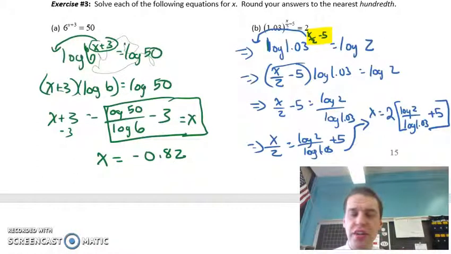And so the answer you should have gotten here is 2 times the entire product of log 2 divided by log of 1.03, plus 5. And that does equal, I forgot to write this down, 56.9. Notice that you add the 5 right here to the entire quotient and then multiply by 2 to get rid of a divide by 2.